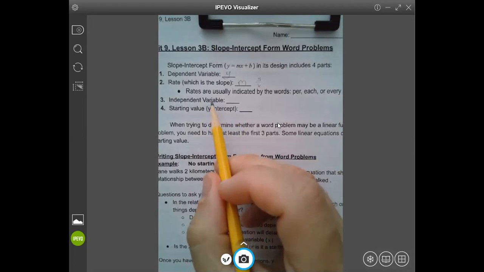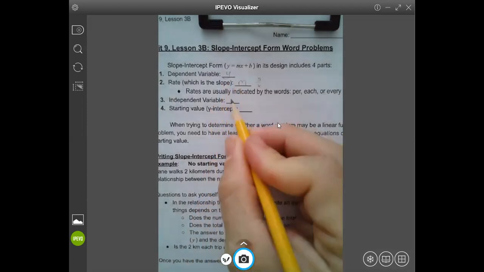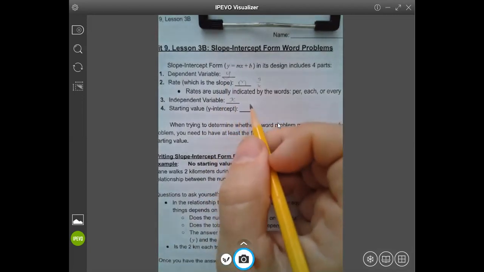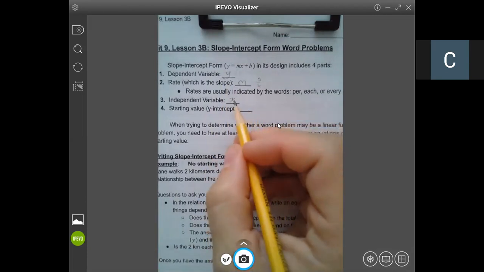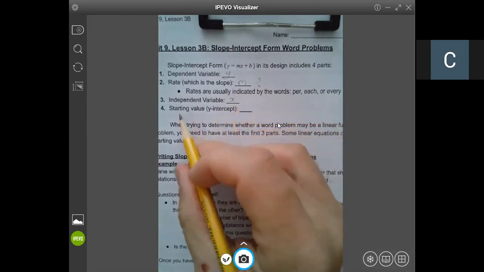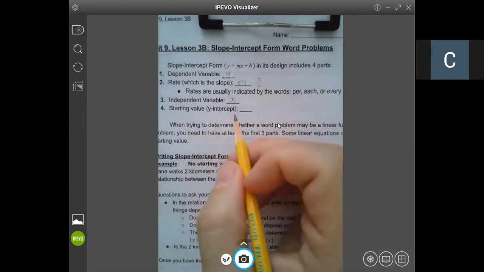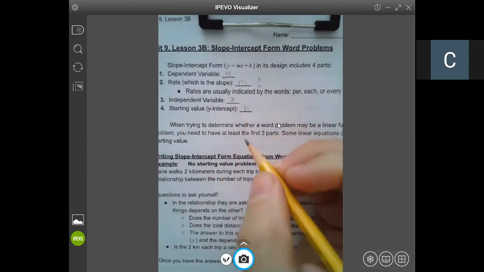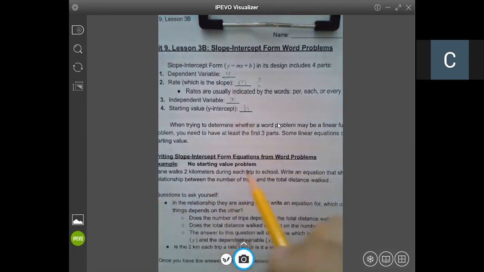So independent variable, as we talked about with the dependent being y, independent is our x. So in the situation where we look at a word problem and say, all right, this thing depends on the other, the thing that is independent will be our x value. And then the starting value in a word problem is what we would determine as our y-intercept or our b value, okay? So y, m, x, and b will all be represented by something in these word problems.